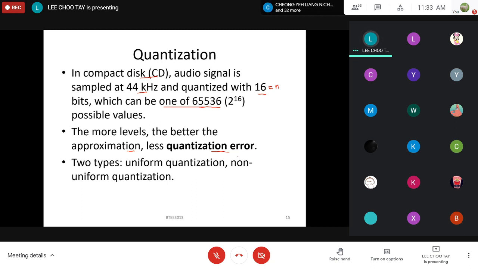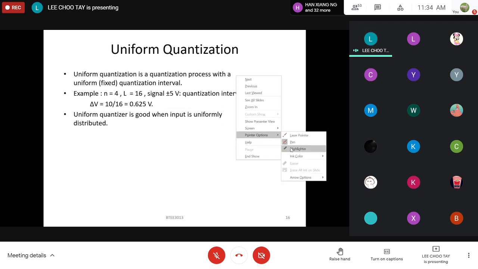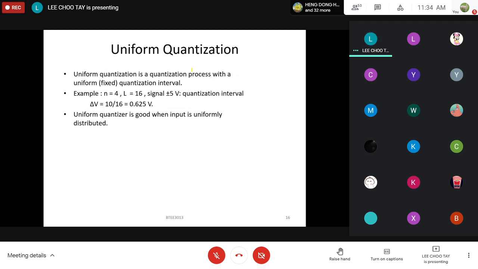Let's talk a bit more about the quantization process. There are actually two types of quantization done in practice. The first one is called uniform quantization, and the second one is called non-uniform quantization. For uniform quantization, the quantization process has a fixed quantization interval. That means the delta V is fixed for the entire signal range.